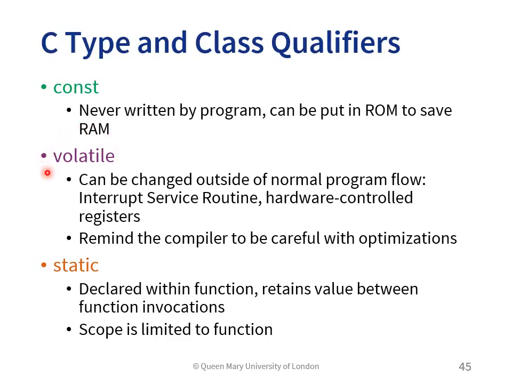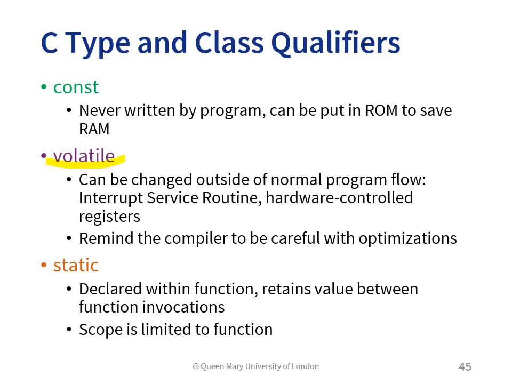The second type is called volatile, which is in particular useful when we work with microcontroller programs. The meaning of volatile is that it can be changed outside the normal program flow at any time. It can be changed by an interrupt service routine. It may be changed by hardware-controlled registers. So putting that as volatile will limit the compiler's optimizations, and the compiler will be very careful not to over-optimize them.